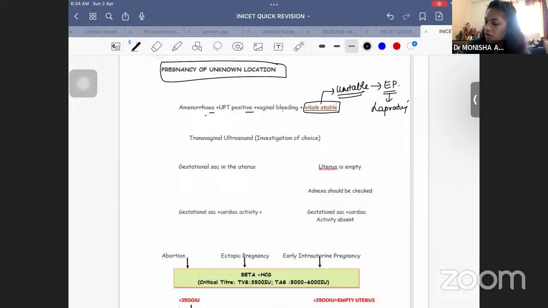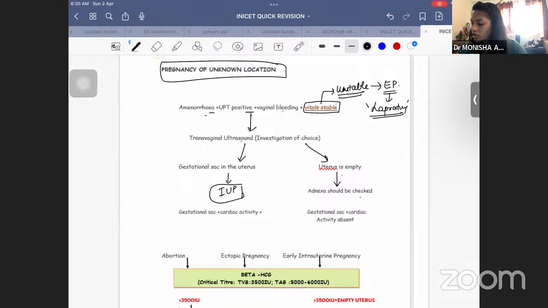It can be anything, but whenever a patient with amenorrhea, mostly of 8 to 10 weeks, is UPT positive with vaginal bleeding and she's unstable, definitely your first diagnosis will be ectopic pregnancy. Then if her vitals are stable, definitely take her to do an ultrasound. If you can see a gestational sac in the uterus, no doubt, it is an intrauterine pregnancy, not to worry, ask her to continue, give her folic acid. Okay. If the uterus is empty, then the problem arises. Adnexa should be checked. Next, you're checking your adnexa.